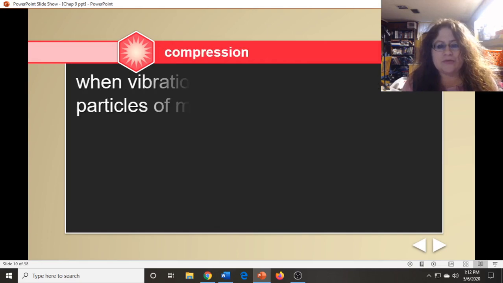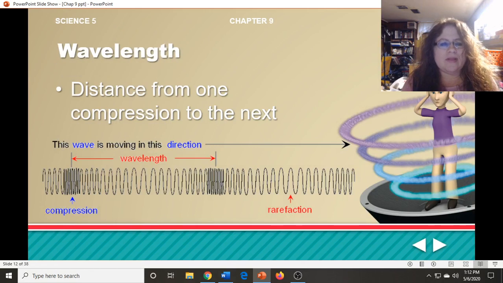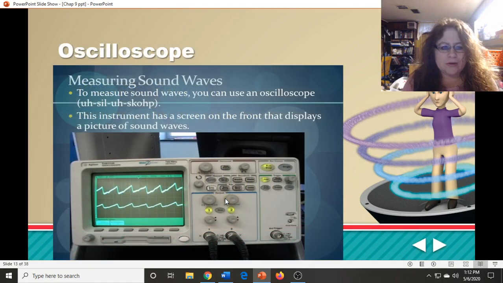These were our notes from our first video, so I'm gonna just buzz past those. Then we learned about a wavelength, the distance between one compression and the next, which is demonstrated in this picture. We also learned about the oscilloscope, a machine that measures sound and turns it into an electronic signal that you can see.